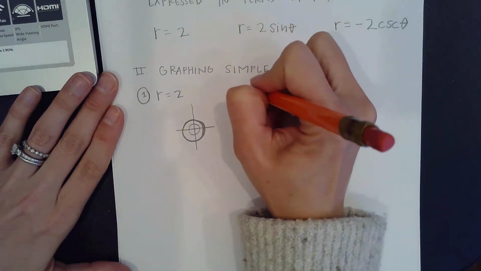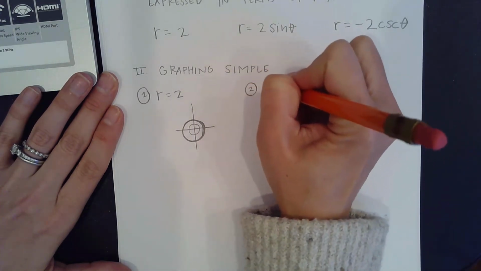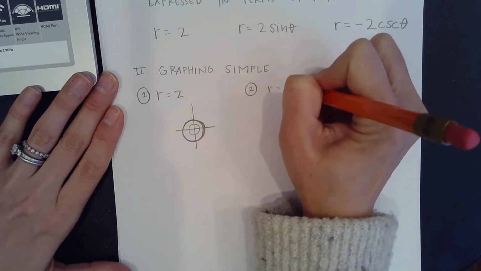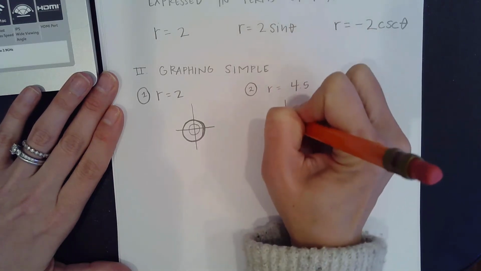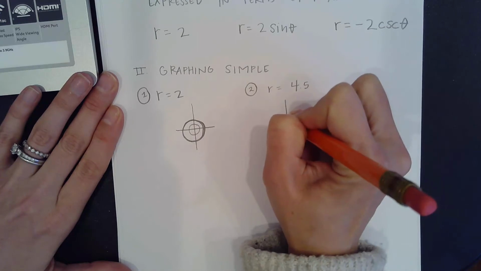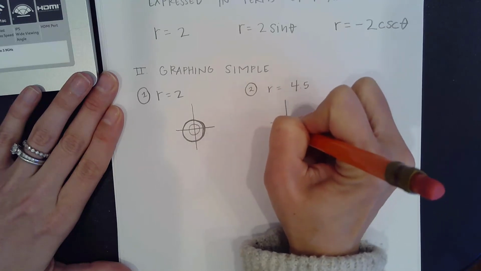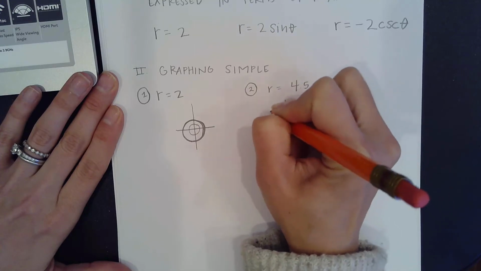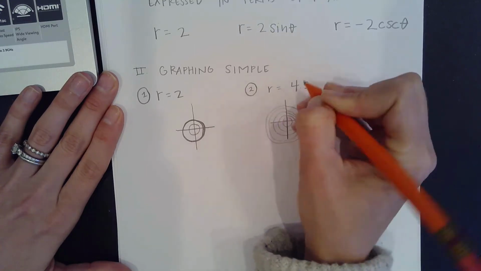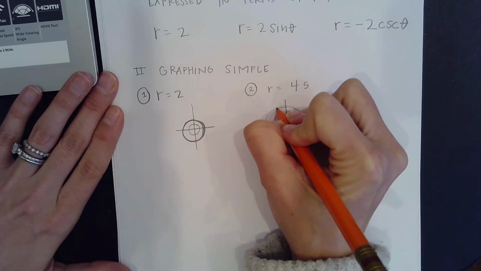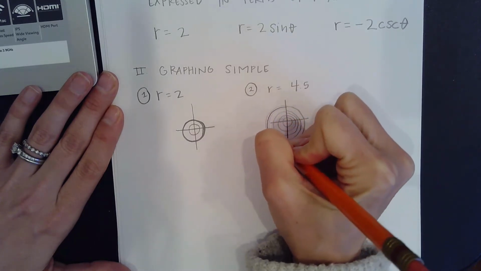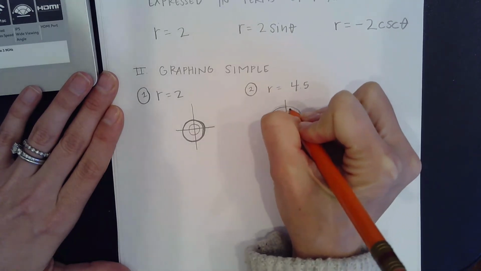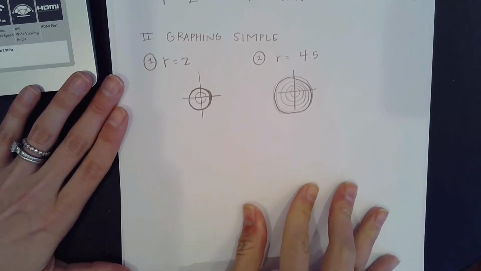If you had r equals 4.5, then that would mean, draw them light, how about that? 1, 2, 3, 4, 5. So it's going to go in between 4 and 5. So I'm going to draw it real dark, and the radius here will be 4.5, in between the 4 and the 5.